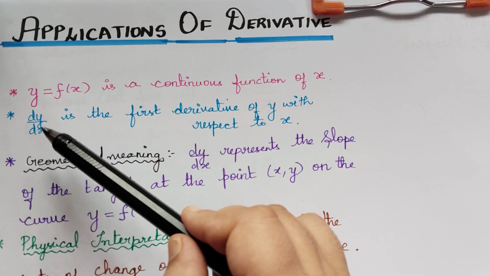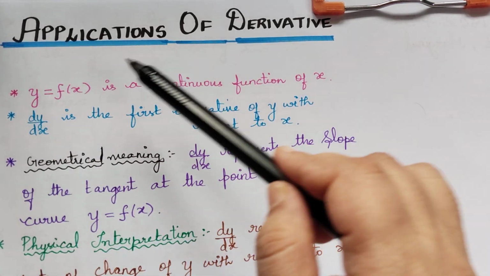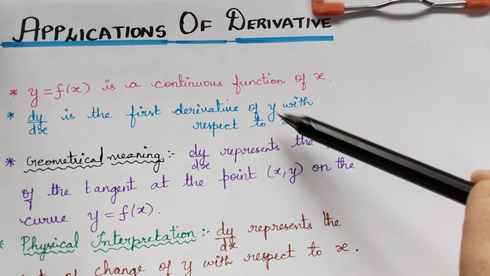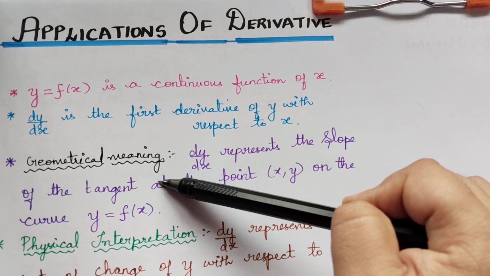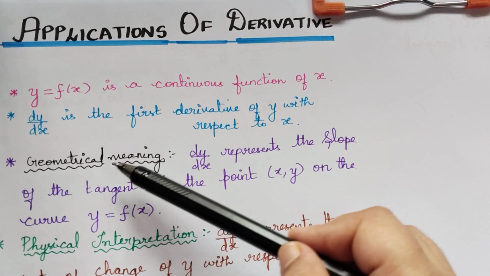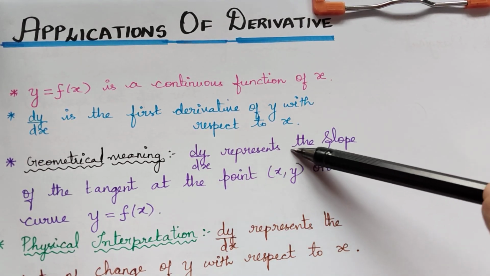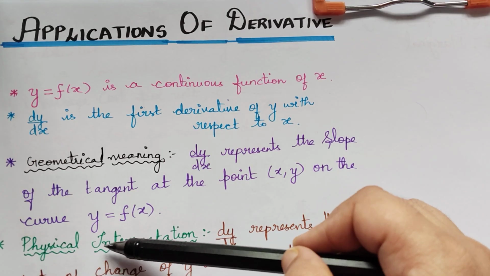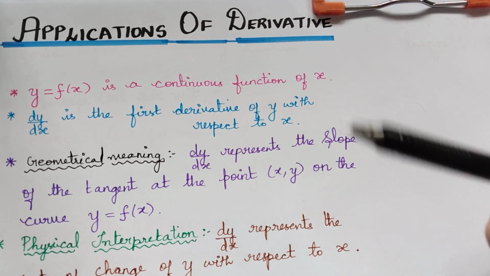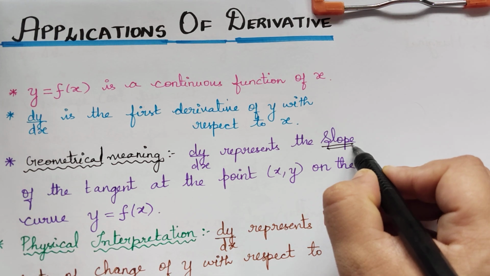And what is dy by dx? It is the first derivative of y with respect to x. So let us see the geometrical meaning of the derivative. dy by dx represents geometrically the slope of the tangent at the point x comma y on the curve y equal to f of x. So geometrically we say that dy by dx represents the slope.